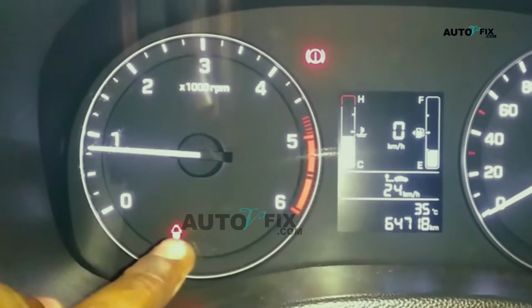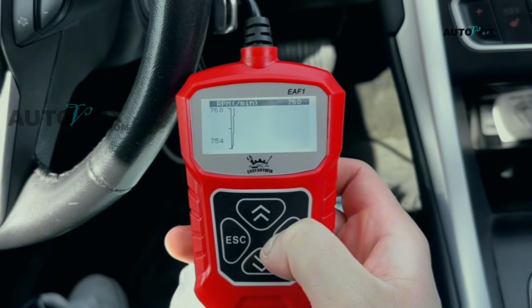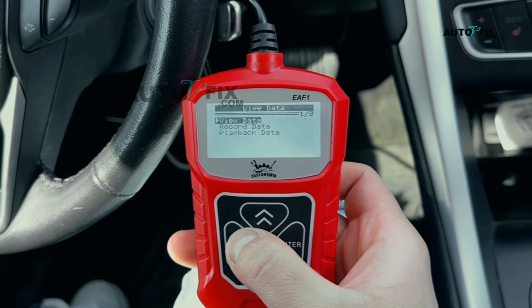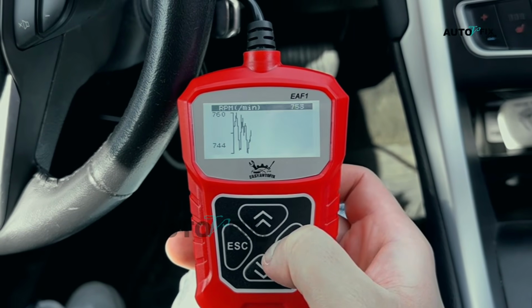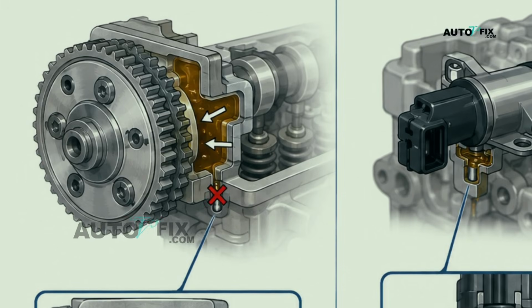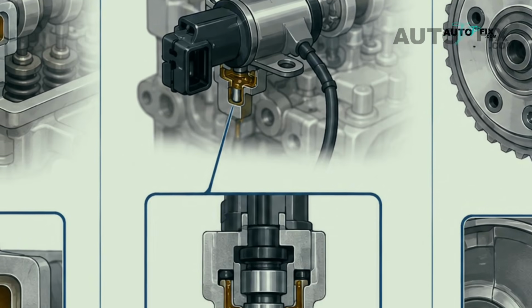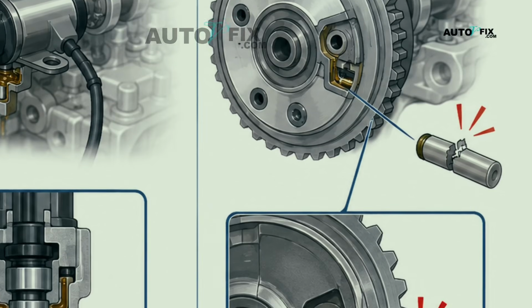Next, rev the engine smoothly up to around 3,000 RPM while watching the live display. You should see the computer command 10 to 20 degrees of advance, and the actual angle reading should instantly move up to track it. If you let off the throttle and the desired angle drops back to 0, but the actual angle stays stuck 5 or 10 degrees ahead, you have officially confirmed the mechanical problem. The oil pressure is either failing to drain out of the advance chamber, the solenoid internal spool valve is hung up under hydraulic load, or the lock pin inside the mechanical cam phaser gear has failed.